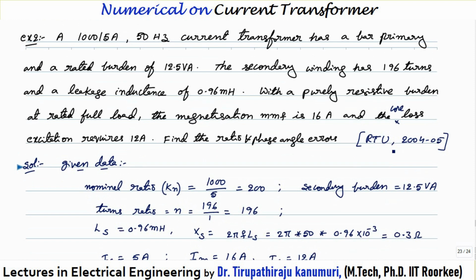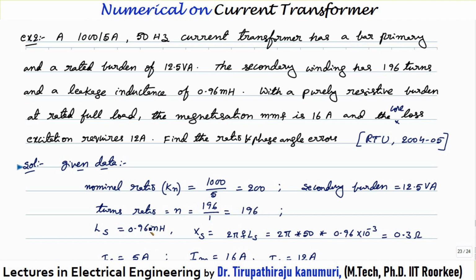So again, I told you, whenever a numerical is given, you have to note down the given data. So it is mentioned there 1000 by 5 amperes. Current ratio will be the nominal ratio. That means it is equal to 1000 by 5, which is equal to 200. And here you can see the turns ratio is not matching with the nominal ratio. So here it is mentioned it has a bar primary. Bar primary means it will be a single turn primary, and on the secondary side it is mentioned 196 turns. So that's why the turns ratio is 196 by 1, that is equal to 196.